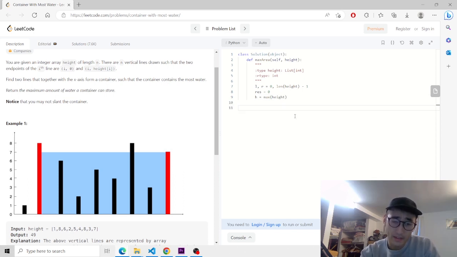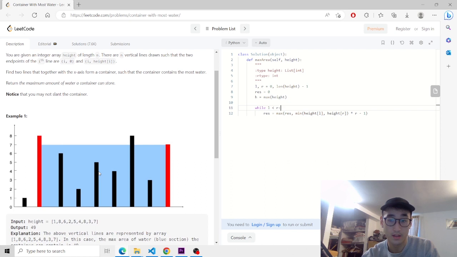Then this is the conditional that we create with every single two pointers question. We have while L is less than R, because we're looping from this side to the right and from this side to the left, and we have the result equal to the maximum between the result and the minimum of height[L], height[R] times R minus L. Height L, what is height L? Height L and height R.